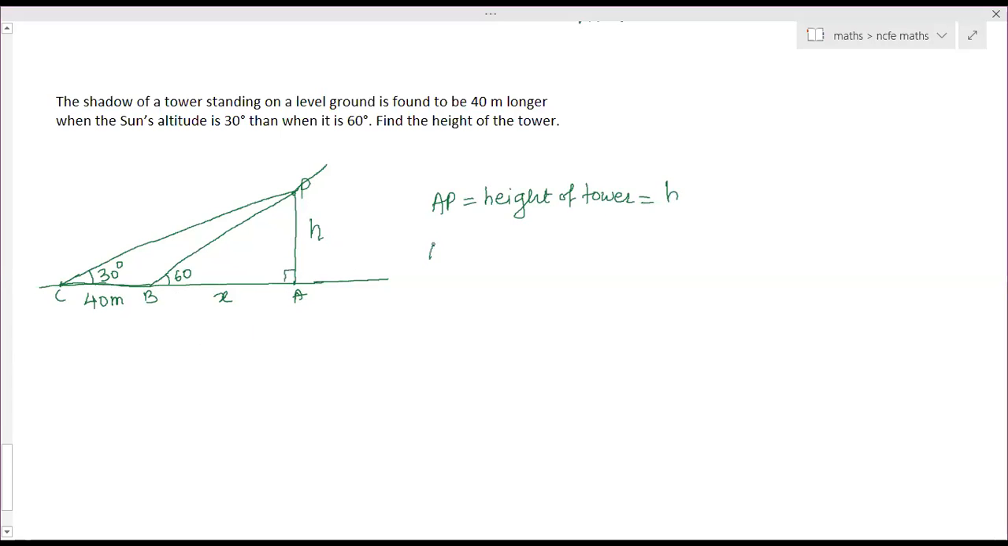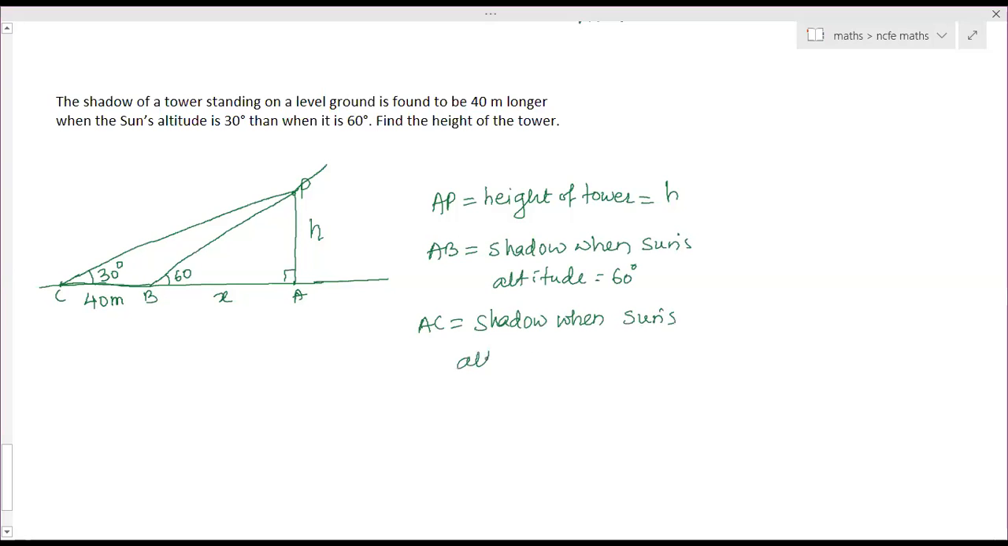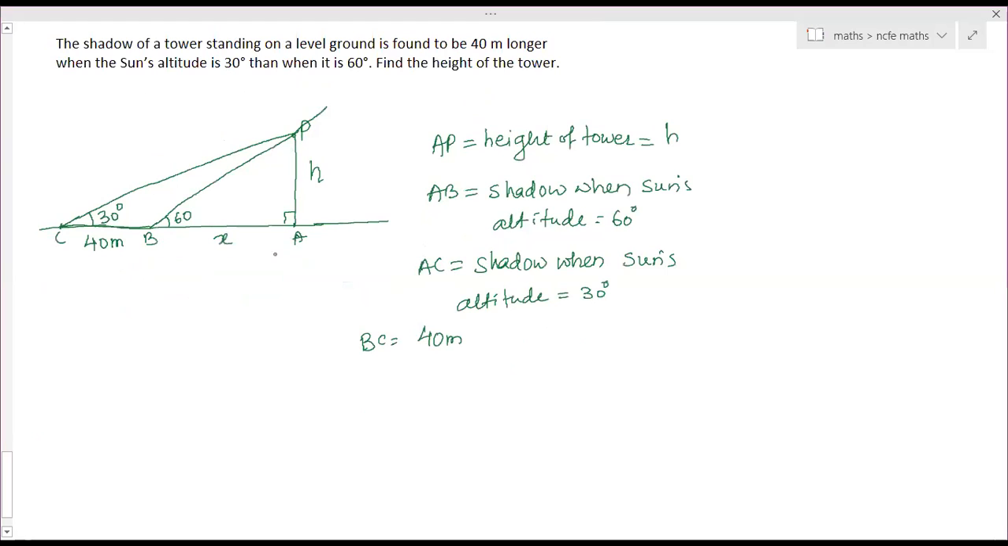This is 90 degrees. AB is the shadow when the sun's altitude is 60 degrees, and AC is the shadow when the sun's altitude is 30 degrees. And BC, that is the extra length, is 40 meters. So we have to calculate the height of the tower. So how to calculate?